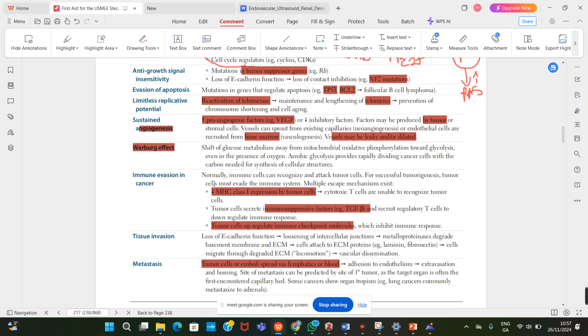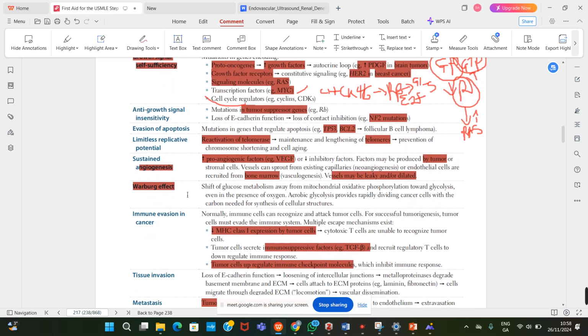So the Warburg effect is very simple. They can ask you in your exam: which of the following is one of the hallmarks of cancer? Warburg effect. And what are we saying? In the Warburg effect, the cancer cells prefer to metabolize their glucose through the anaerobic pathway rather than the mitochondrial oxidative pathway, even despite the presence of oxygen.